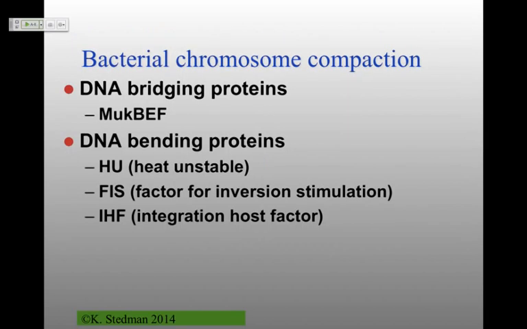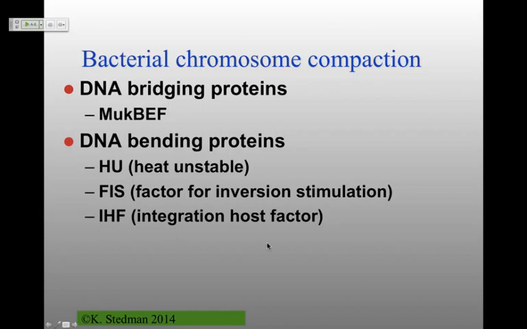So we talked about these so-called DNA bridging proteins, basically binding to different pieces of DNA and pulling them together. There are also lots of DNA bending proteins. These should sound really familiar from the eukaryotic system. Hopefully everyone knows about histones and nucleosomes. Well, these are sort of the bacterial equivalent of nucleosomes and histones.